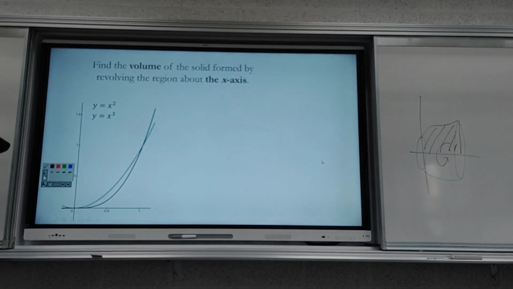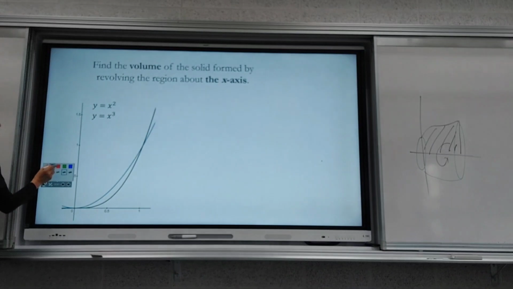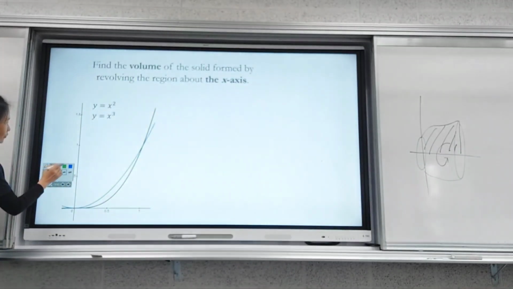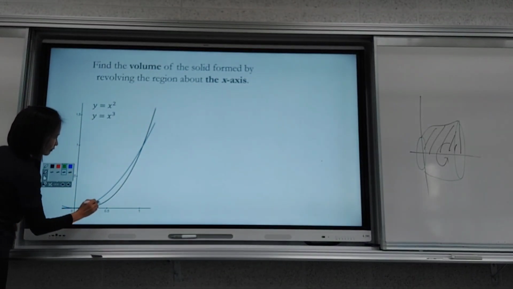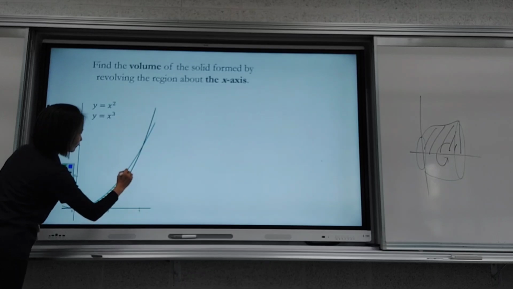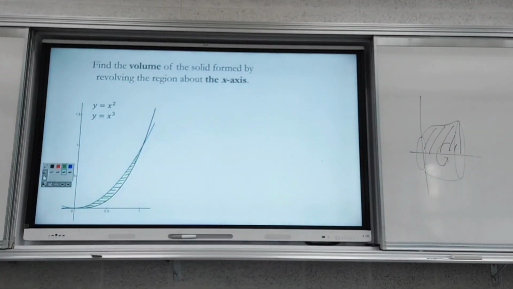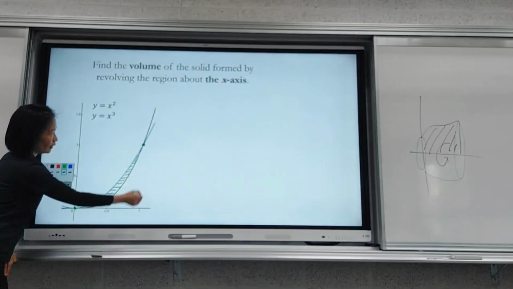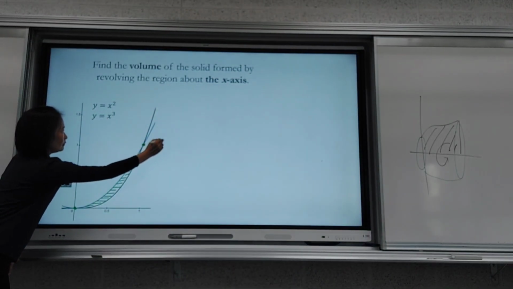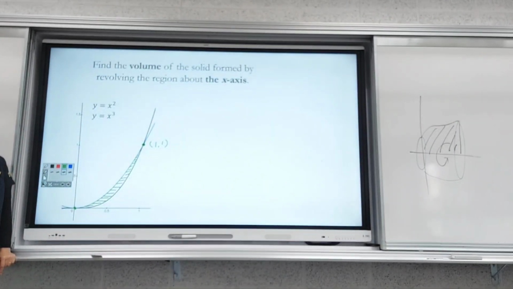Here, find the volume of the solid formed by revolving the region about the x-axis. So here, our region is bounded by the two functions. We know that the intersecting points are 0 to, that's probably 1, right? 1. Just set it up.